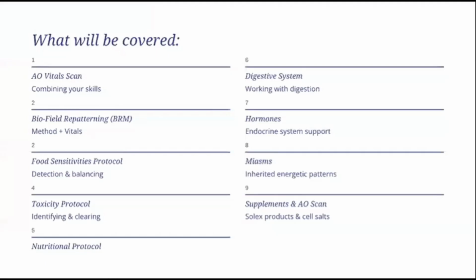So what will be covered? The vital scan from the AO. We are going to look at a method called the biofield repatterning method. We are going to look at a food sensitivities protocol, a toxicity protocol, a nutritional protocol, the digestive system and working with that, hormones and working with those. We've got miasms and supplements and the AO scan.